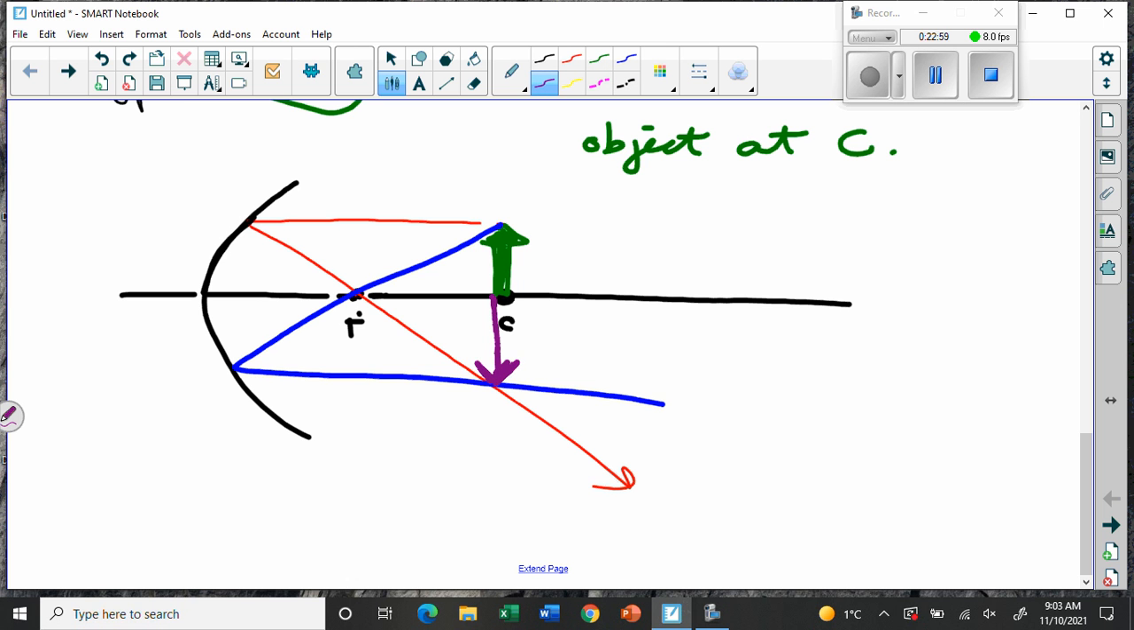So there's the tip, and there's the object. And this is looking pretty good now, because what was concerning me before was the fact that the object and the image were two different sizes. Here's the object, and here's the image. And now that we've got everything sort of straightened around, we can see they're about the same size. That's what's important.